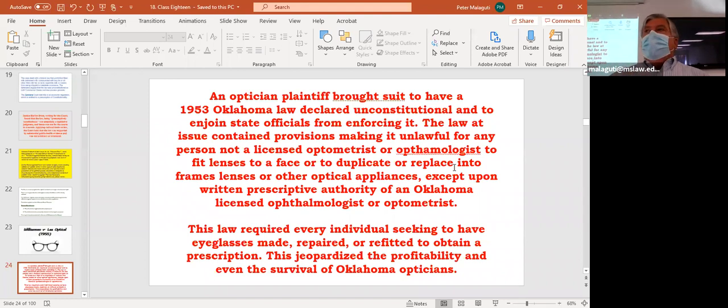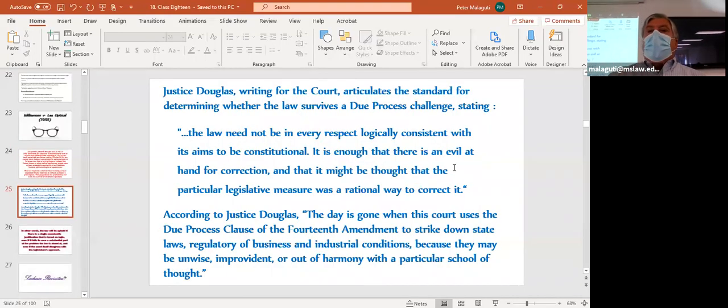So again, look at this fact pattern. It's going to be a regulation that regulates a profession. It may not be opticians and optometrists. It may be psychologists and psychiatrists, okay? It'll be some other profession. It might be teachers. But there's going to be a regulation. And watch how strong the language is here. Watch how deferential. In these economic due process cases, the state almost always wins, and the plaintiff almost always loses.